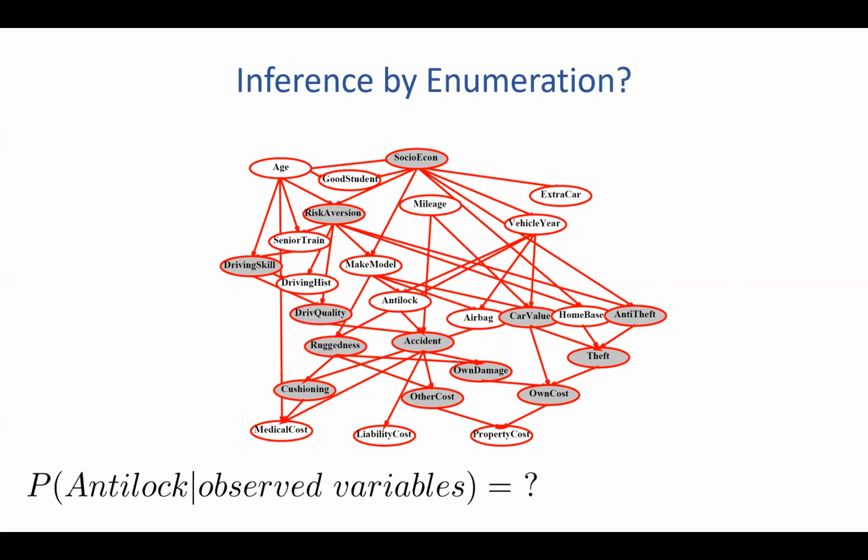So we will have to sum all those 13 hidden variables. Assume that they are binary variables. So if there are 13 unobserved or hidden variables, you will have to do 2 to the power 13 computations to just get this small query solved.